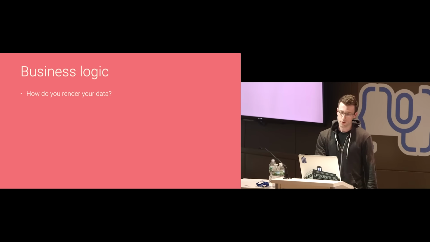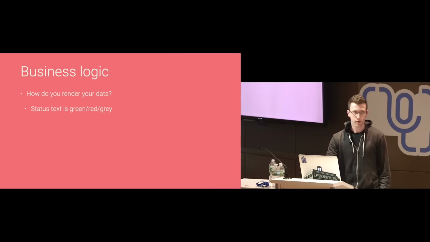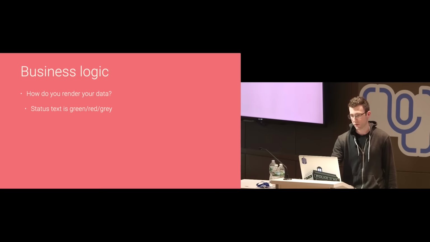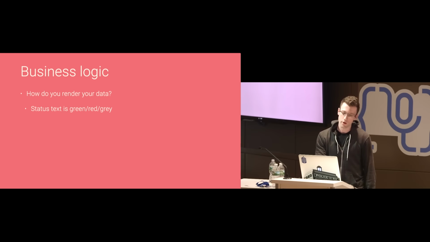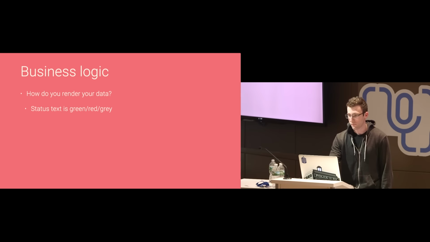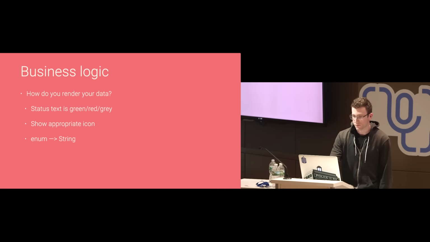How do you render your data? So this is UI related. Given your data, you need to map it to something on the screen. So is the status text going to be green? Is it going to be red? Is it going to be gray? You need to pick an appropriate icon to show. You generally will take an enum and map it to a string.